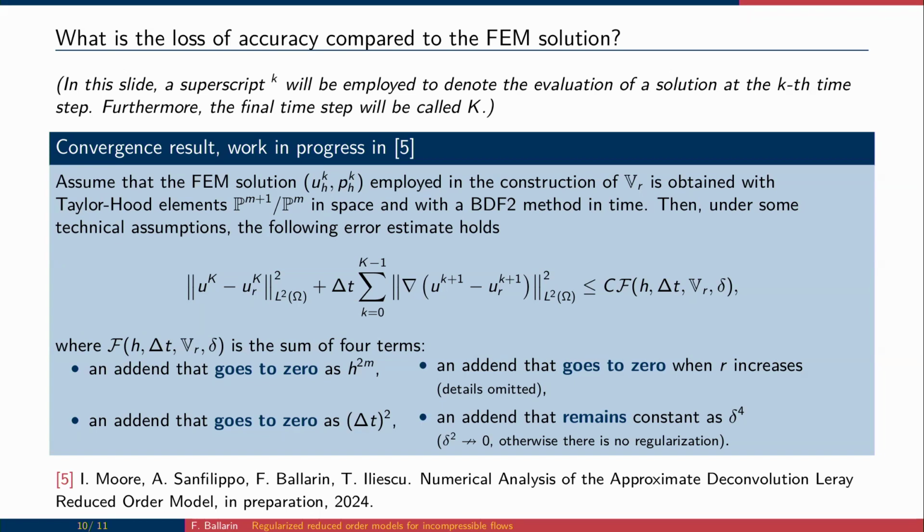the bound on the right-hand side has the sum of 4 addends. The first 2 addends go to 0 as h to the 2m and delta t square. We have an addend that goes to 0 when r increases, and a final addend that doesn't go to 0, but remains constant as delta to the power 4. And I say that this doesn't go to 0 in the sense that delta square, we cannot expect this to go to 0, otherwise there would be no regularity.